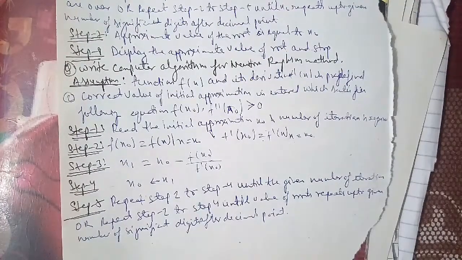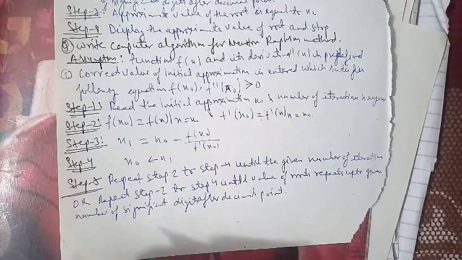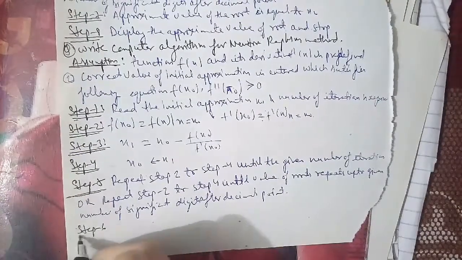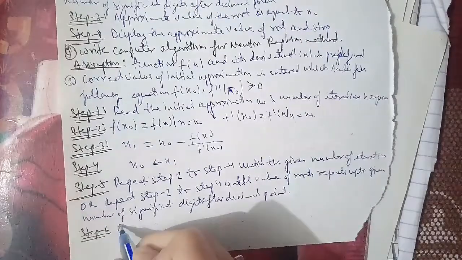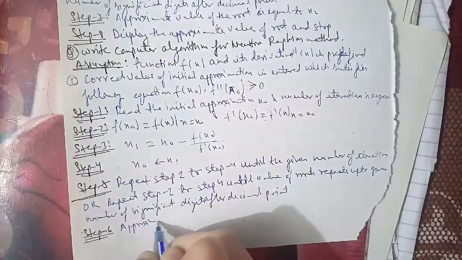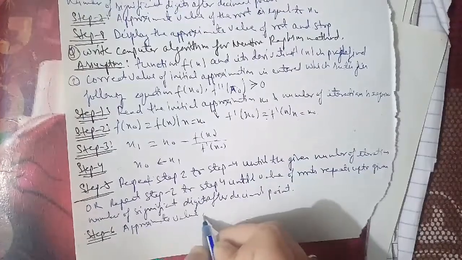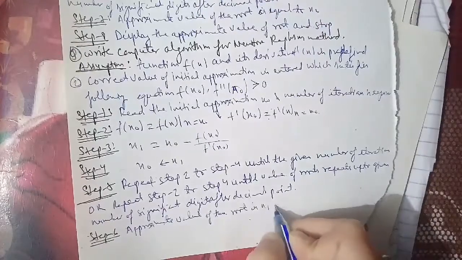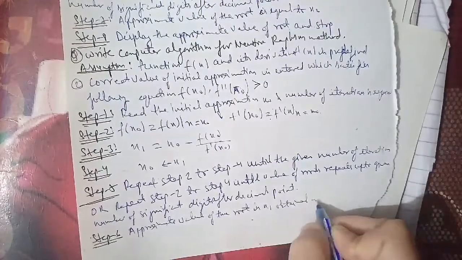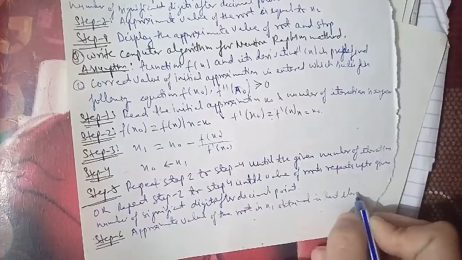Step 6, we talk about it. For step 6, your approximate value of the root is x1 obtained in the last iteration.